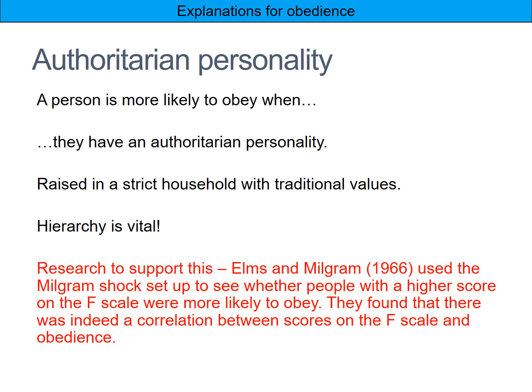Now, research to support this comes from Elms and Milgram. Milgram teamed up with Elms and they replicated Milgram's study. They used that shock setup to see whether people with a higher score on the F scale were more likely to obey. Now, the F scale stands for fascist scale, and that measures how authoritarian that person is. So if they score highly on the F scale, they are more authoritarian, and if they score low on the F scale, they are less authoritarian. And they found that there was a correlation between scores on the F scale and obedience, i.e. the people with the higher F scale scores and the people who had the authoritarian personality were more likely to obey.